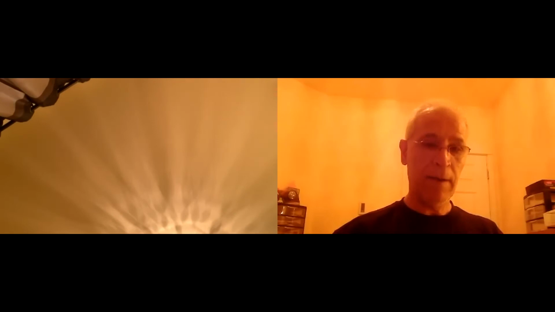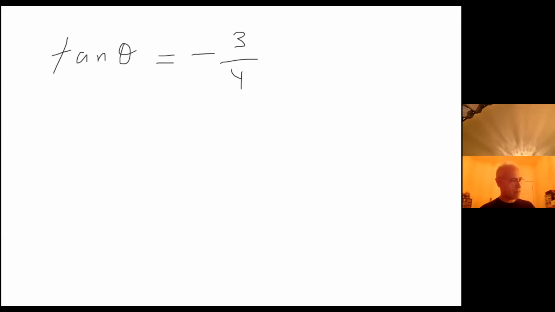A couple of problems from section 6.3. Okay, let's see. Whiteboard. We have tangent of theta equals -3/4, and we are told that cosine of theta is greater than 0.